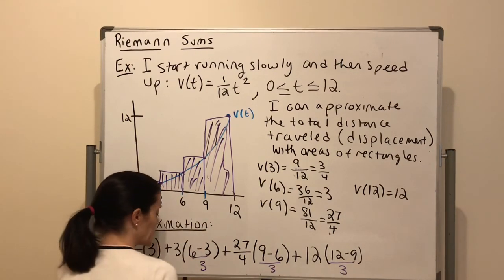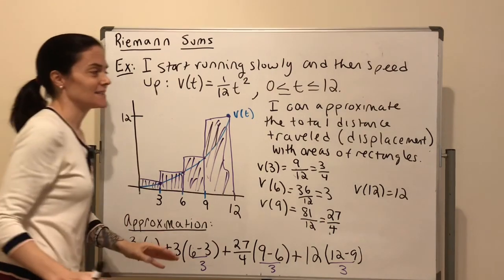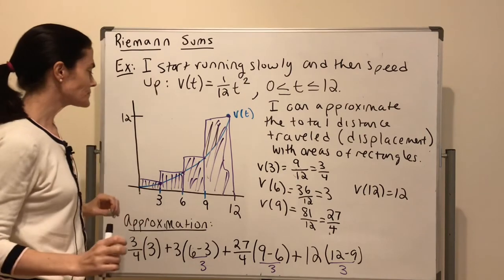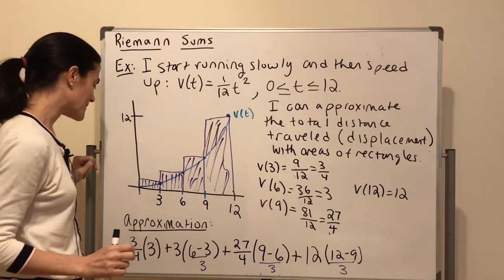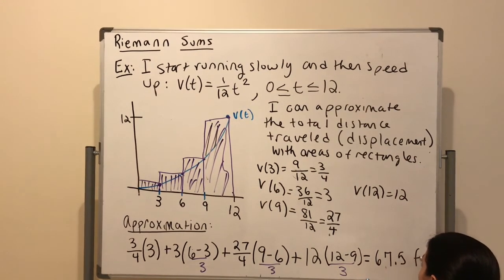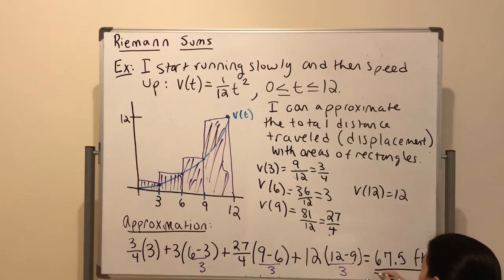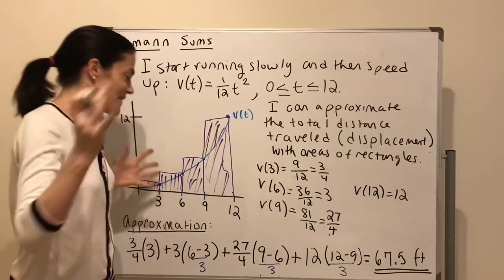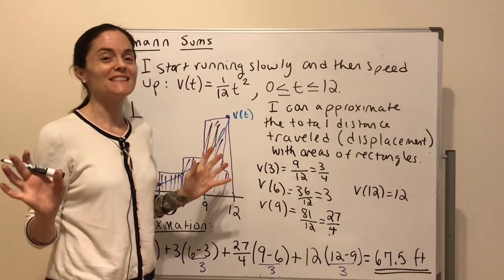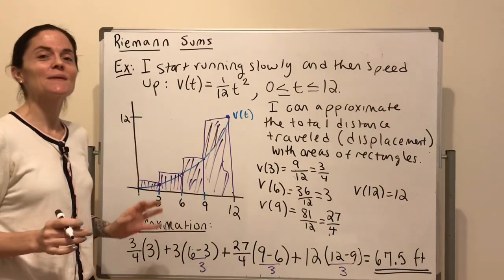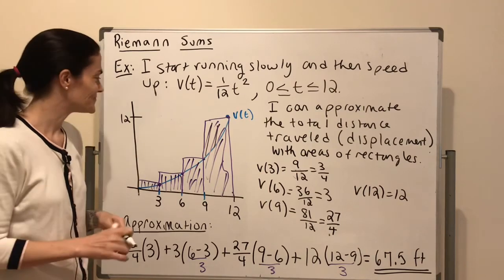And this gives not my exact distance traveled. It gives an approximation. Okay, now what is this number? This is 67.5 and would be feet, okay? And what we have done, without even defining it yet, but I'm about to, this is a Riemann sum. And so now let's get into the precise definition.